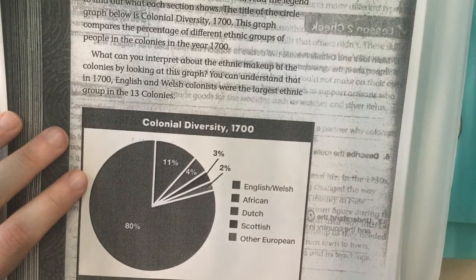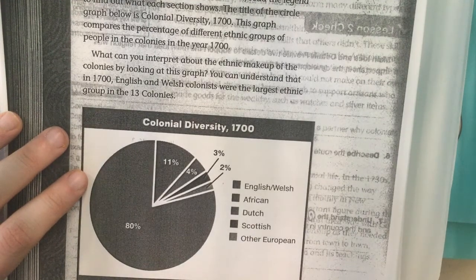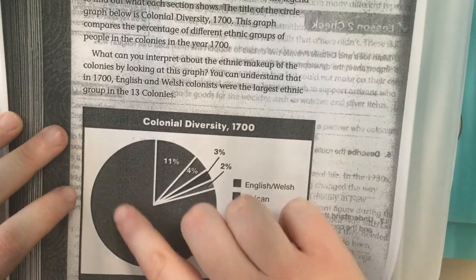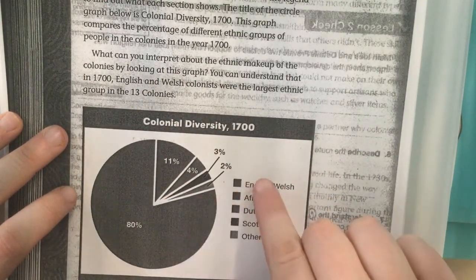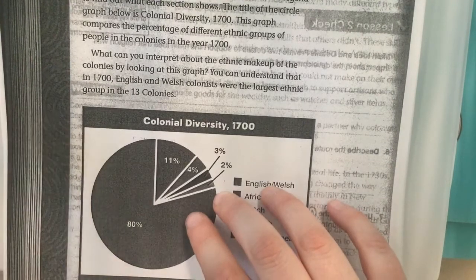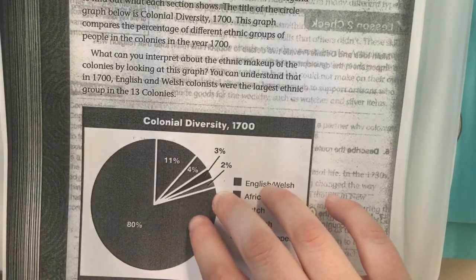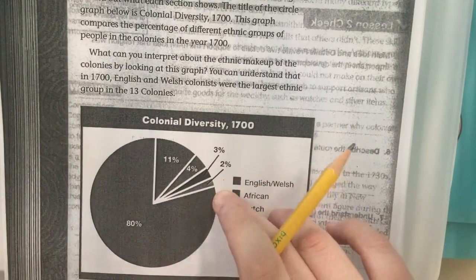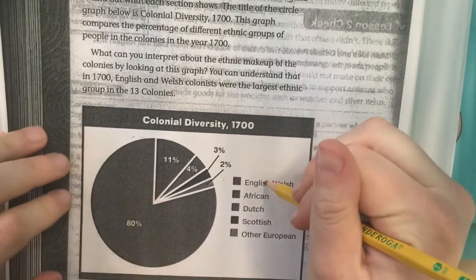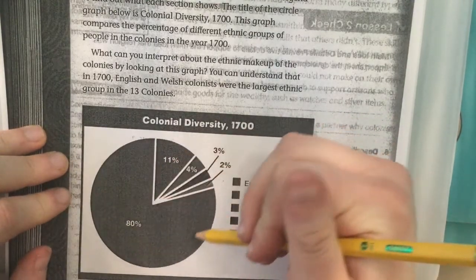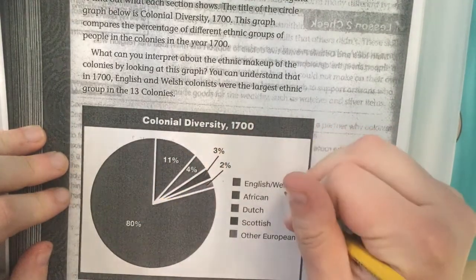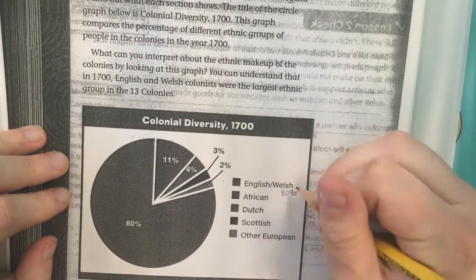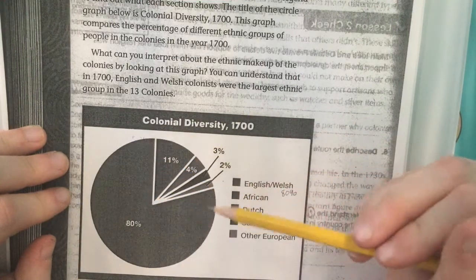Now, in this graph, you'll see it kind of copied really dark. So we're going to go over what each one of these sections is and what the percentage is. We're going to start with the English and the Welsh. That's this big section right here. So English and Welsh made up 80%. So write that right in there so you don't forget. 80% of the colonial diversity.